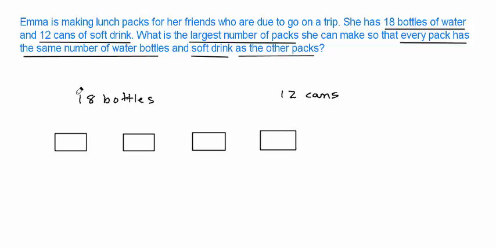Now obviously, if you were to distribute these 18 bottles of water into a certain number of packs, this number of packs has to be a factor of 18. Otherwise, you would have some leftover. For example, you couldn't have 5 packs because there's no way you could divide 18 bottles equally into 5 packs. So the number of packs is a factor of 18. And using the same logic, the number of packs is also a factor of 12.